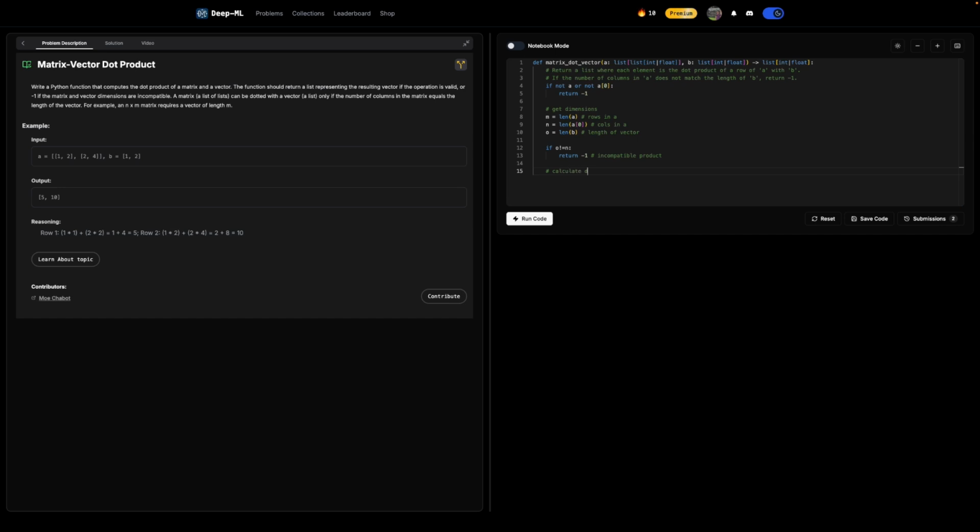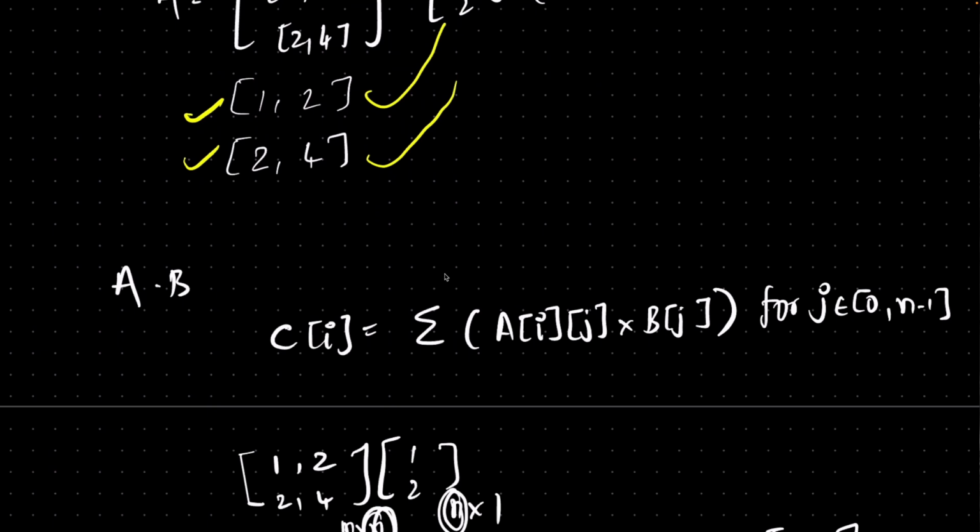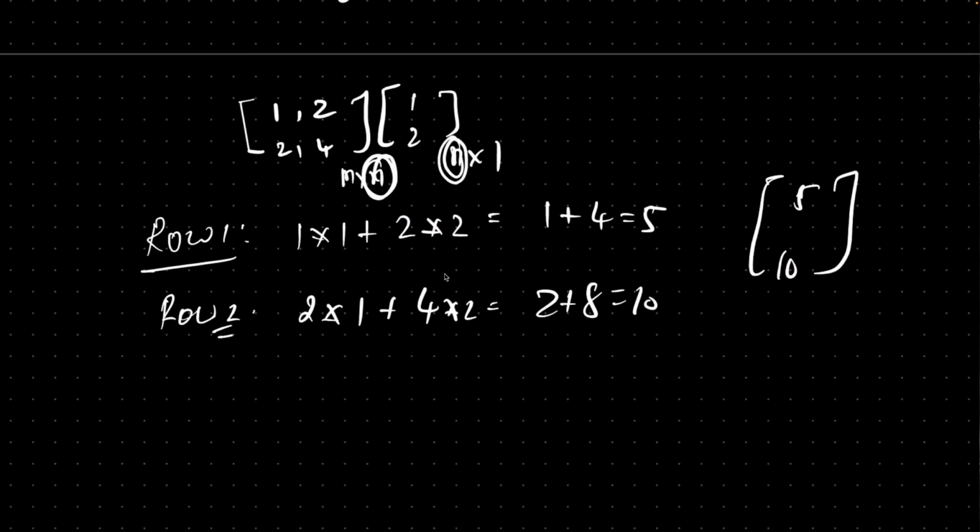Let's compute the dot product for each row. That's exactly what we have to do, right? For each row, we have to compute its dot product with respect to the vector. So I'm going to go for i in range m. For each row in A, result of i. So first I have to define result somewhere, right? So what is the size of result, by the way, guys?